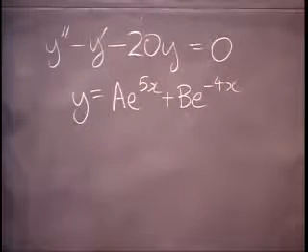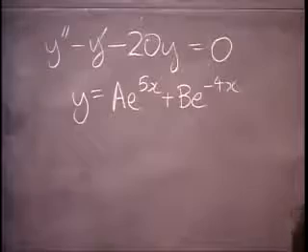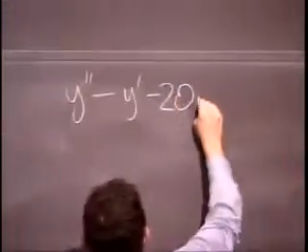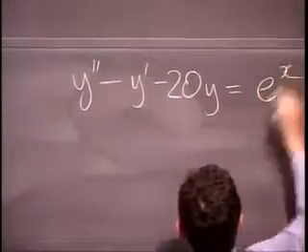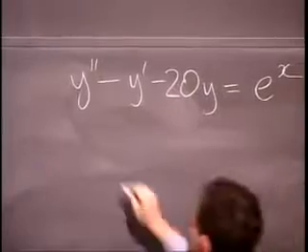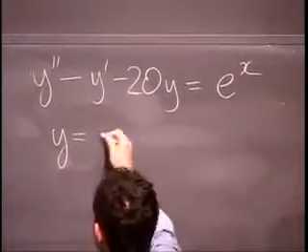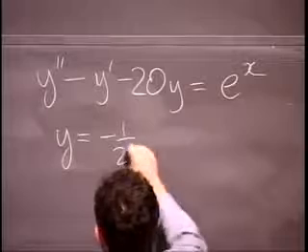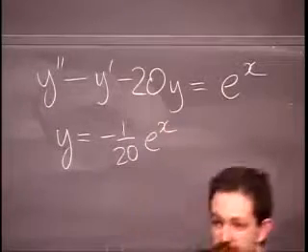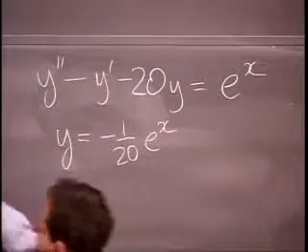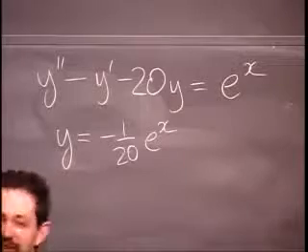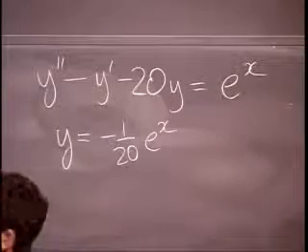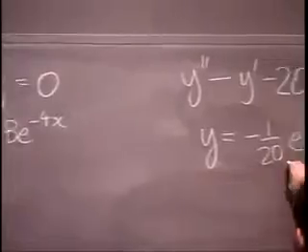Now let's take a look at this. Here's the new equation. It has an e to the x on the right-hand side. And we saw that y equals minus 1/20th e to the x will work. So what happens if I take any of the solutions? You pick a and b, any two numbers. That will solve this. What happens if I add that onto here?